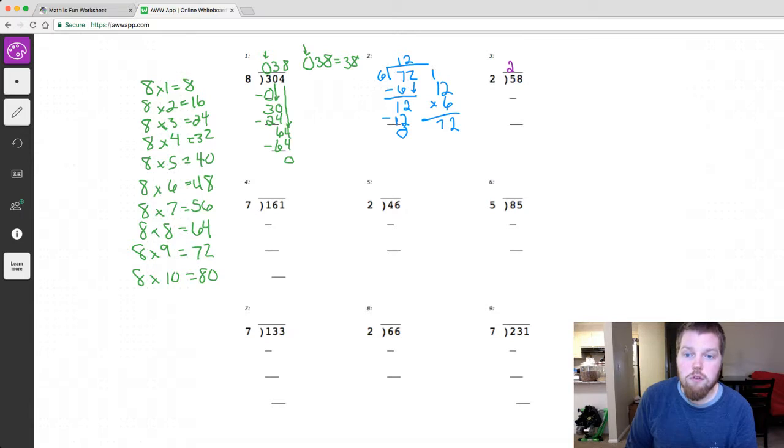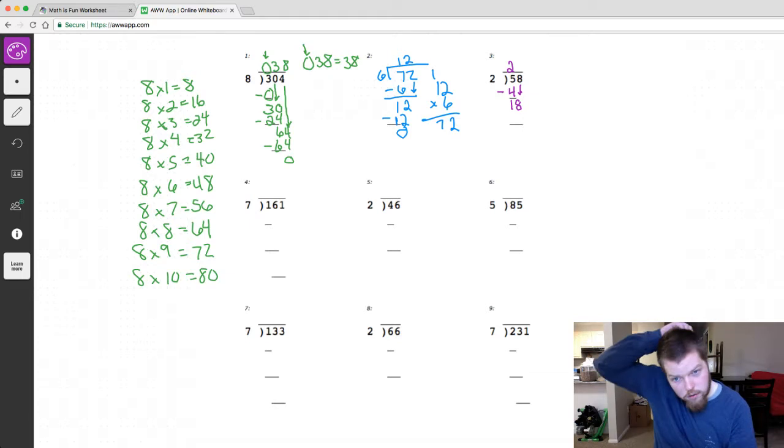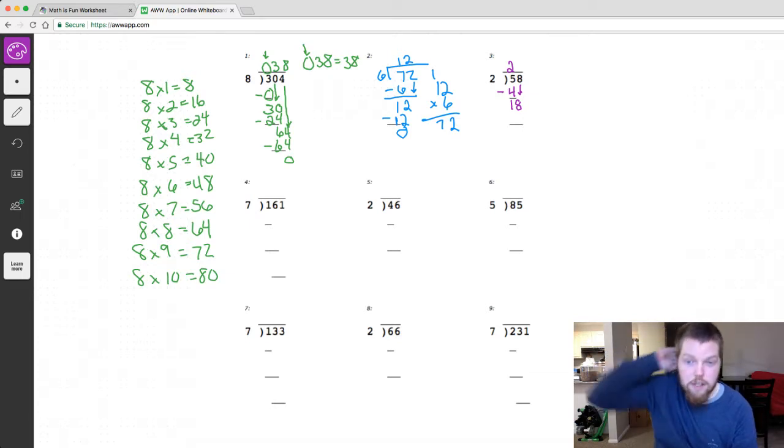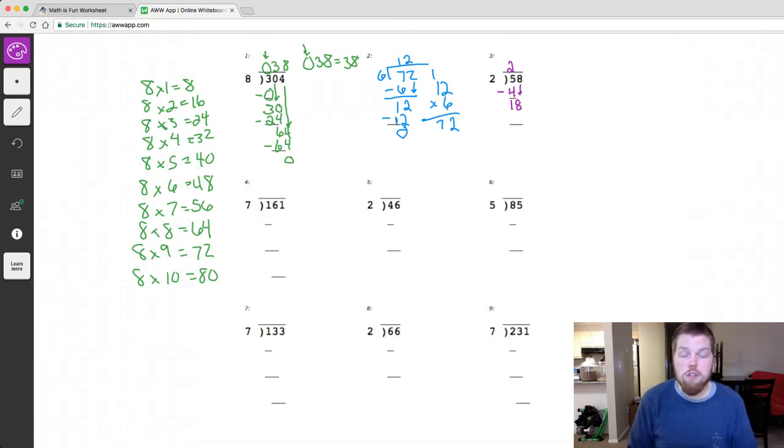2 times 2 is 4. Put that right underneath the 5, and then we're going to subtract 4 from 5. We'll get a remainder of 1, and then we'll carry the next place down to get the next number that our divisor is going to go into, 18. 2 into 18, let's see, 2 times 5 is 10, 2 times 6 is 12, 2 times 7 is 14, 2 times 8 is 16, and 2 times 9 is 18, so it'll be 9.